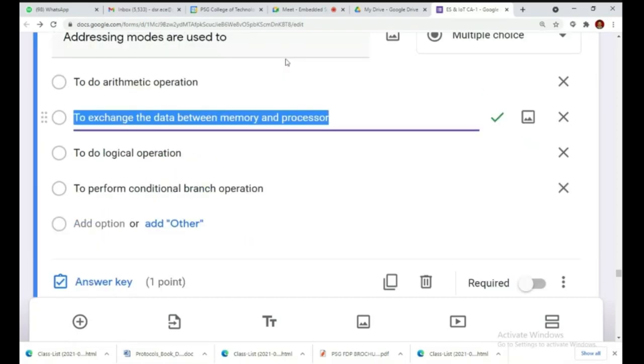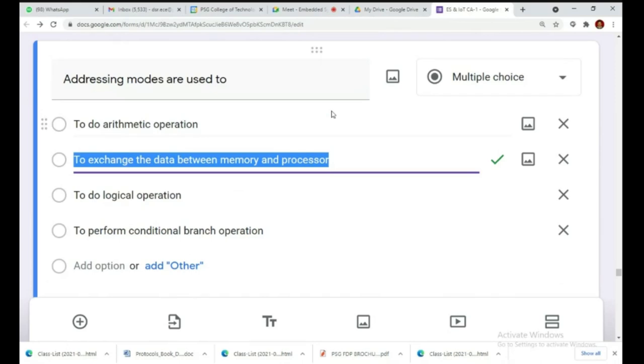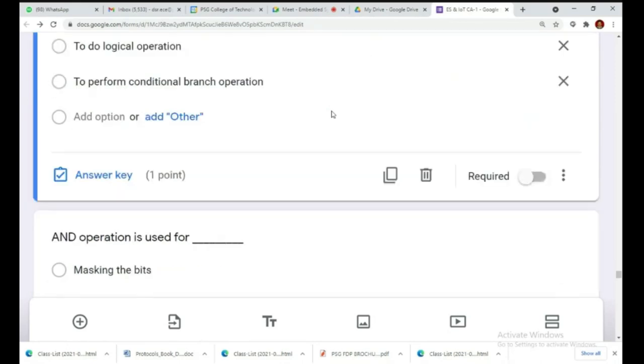Are you bringing the data directly to the processor, which is called direct addressing? Are you bringing the data indirectly from the memory to the processor, which is called indirect addressing? So both reading directly or indirectly, and writing directly or indirectly, to and from the memory. For exchanging data between the microprocessor and memory, different addressing modes are used. Hence B is the right answer: addressing modes are used to exchange data between the memory and the processor.